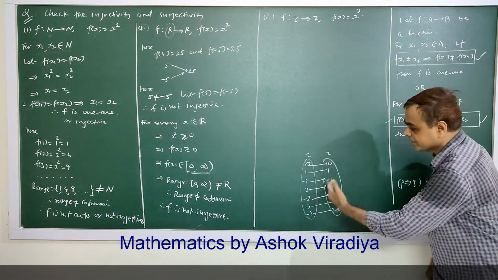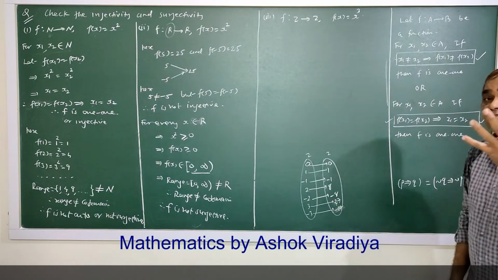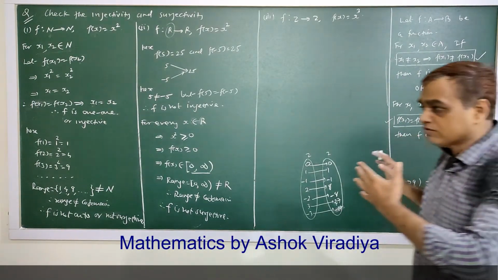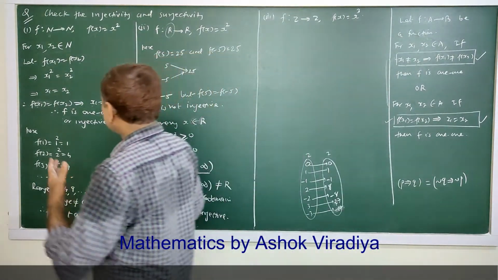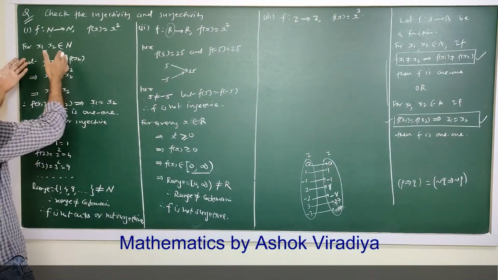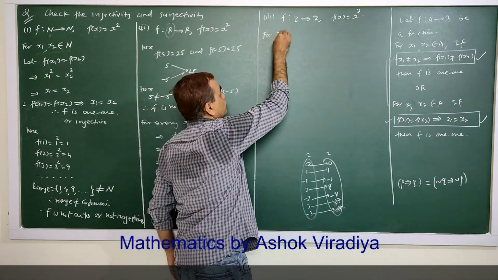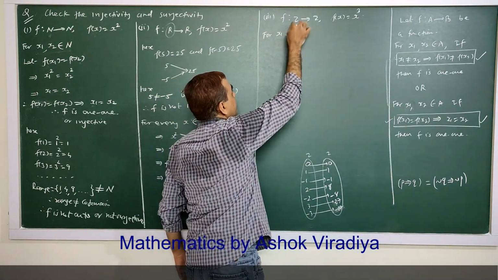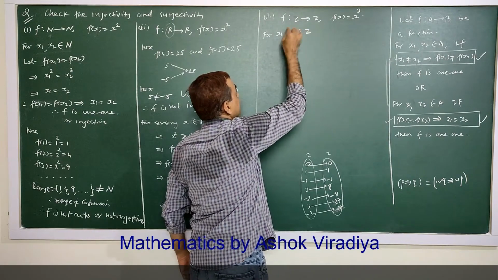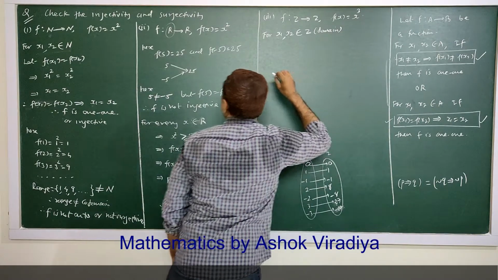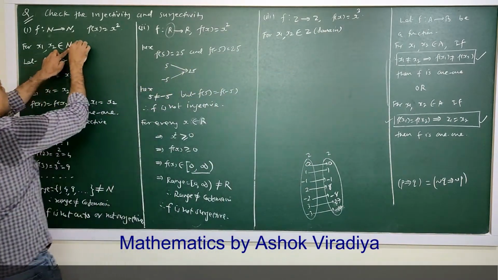So distinct input, distinct output. So this is a 1-1 function. Because this is a 1-1 function, we are showing the 1-1ness by this method. For x1, x2 belonging to domain Z, this is the domain. Here this n was for domain.